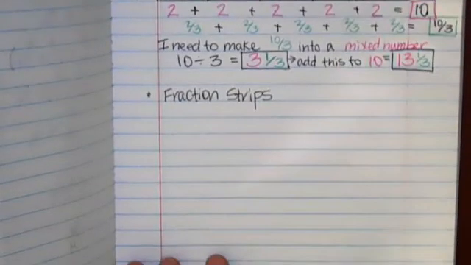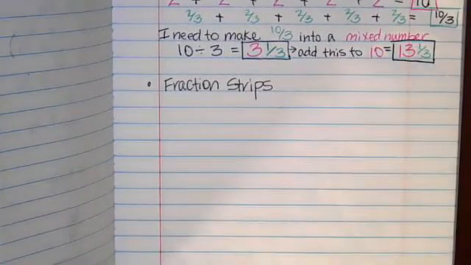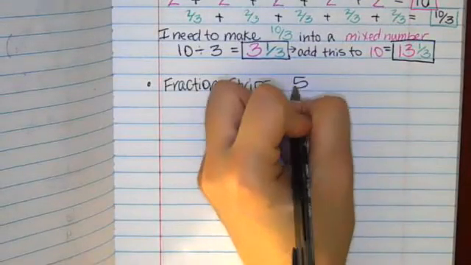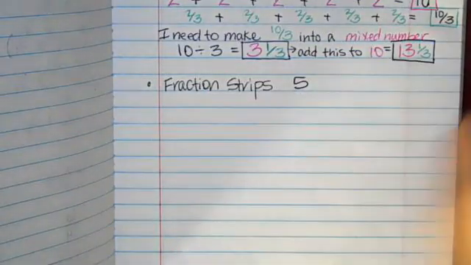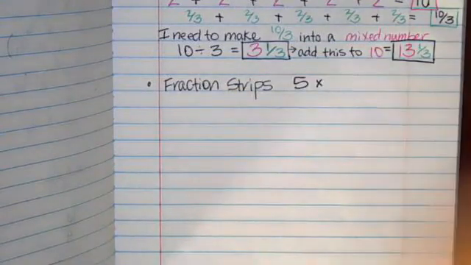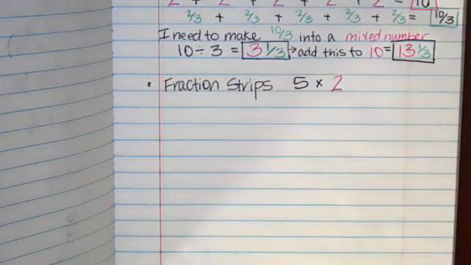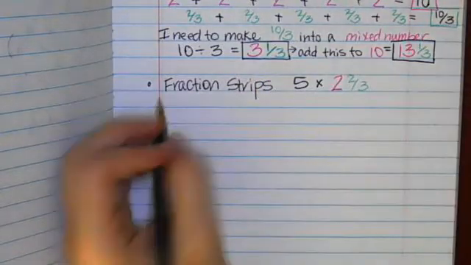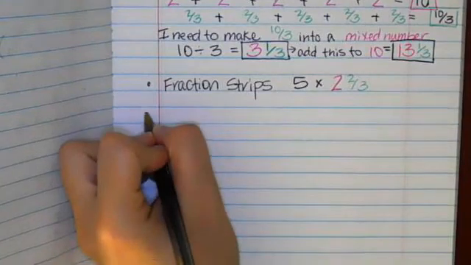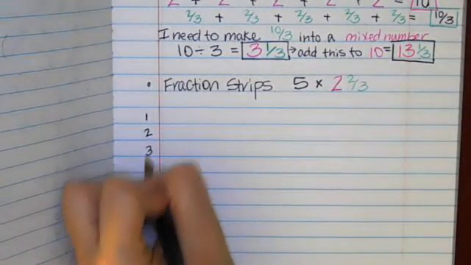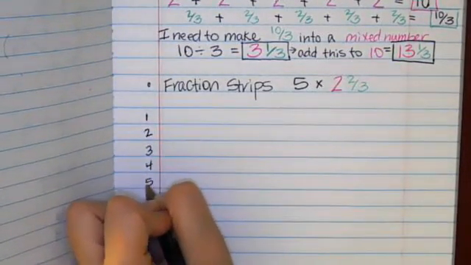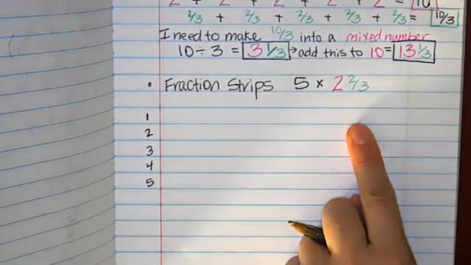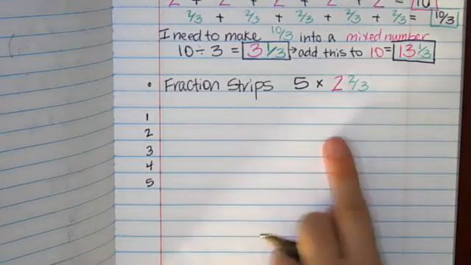Now let's use fraction strips as a representation. I'm going to be showing, again, 5, and that's the times we're going to repeat the mixed number of 2 and 2/3. So I'm going to make 5 rows going down. 1, 2, 3, 4, 5. In each row, I'm going to draw in fraction strips 2 wholes and 2/3.